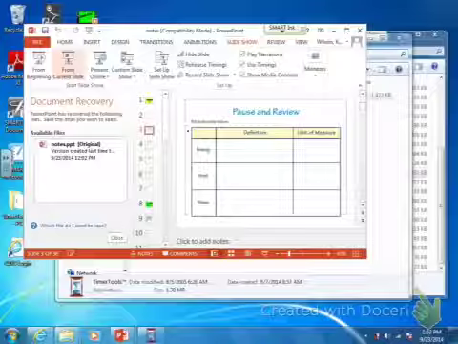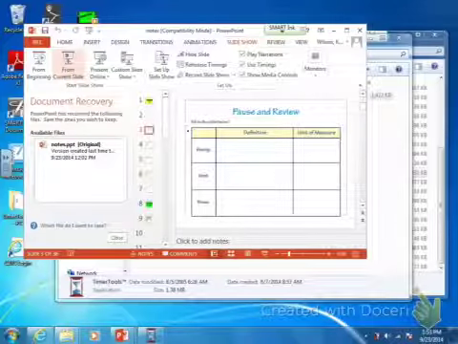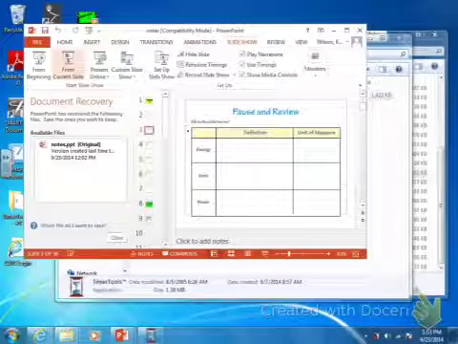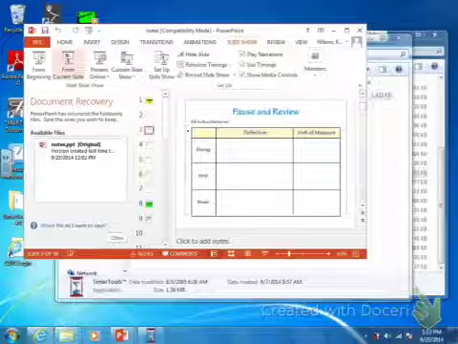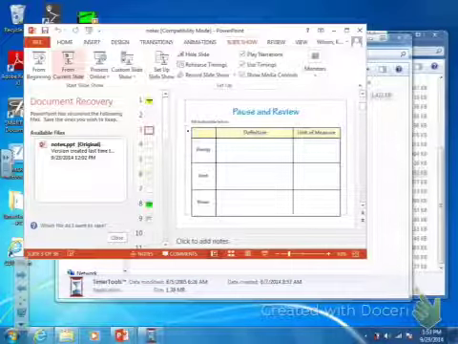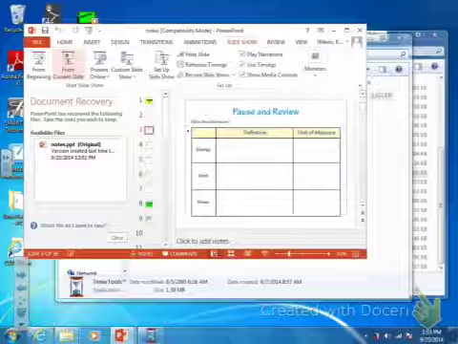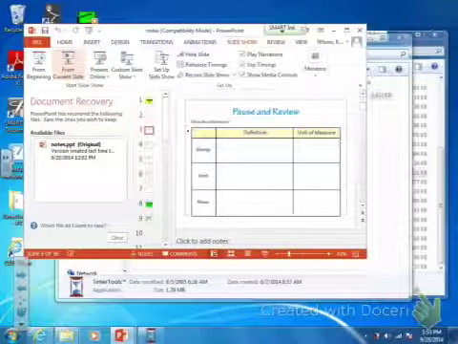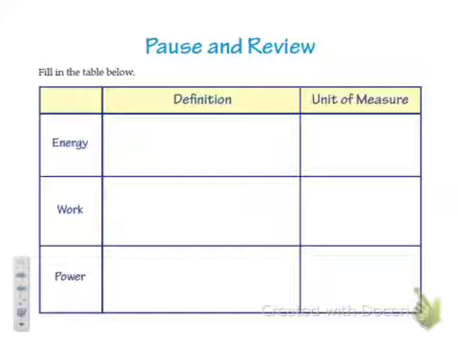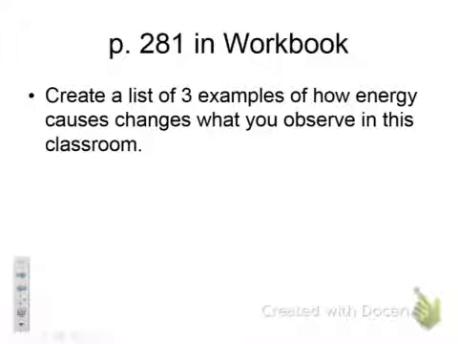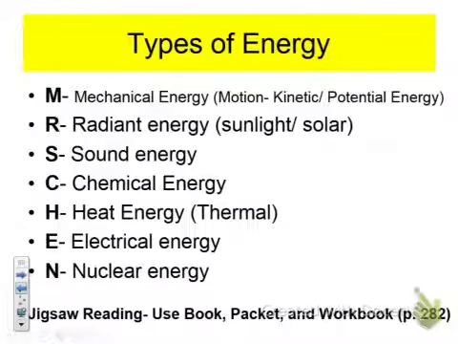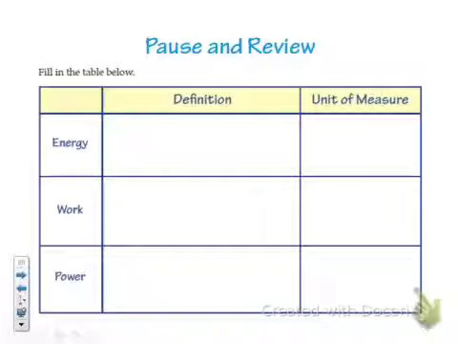Okay, let's take a minute and let's go over what you just read. And let's put it on our chart. Let's make corrections or add to it as we need to. So as we look at our pause and review, we had to look at definition and the unit that we measure it in. Okay, so what can you tell me about energy? What is energy? All right, Savannah, what is energy?